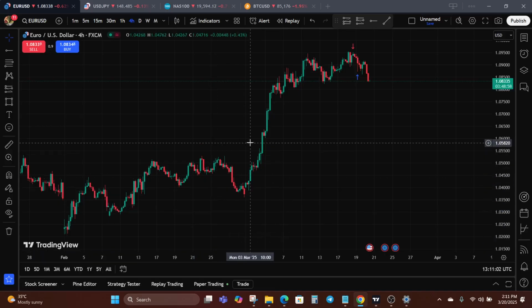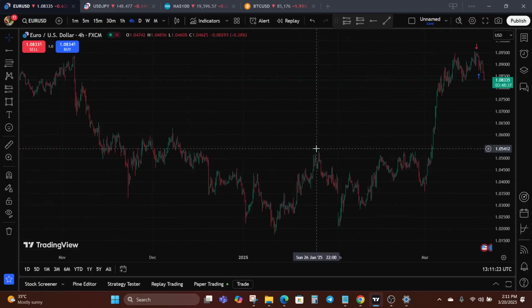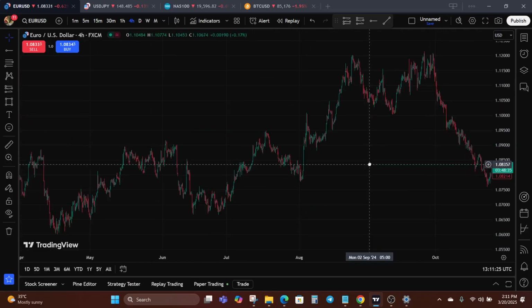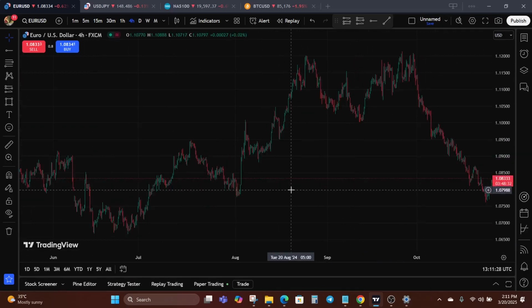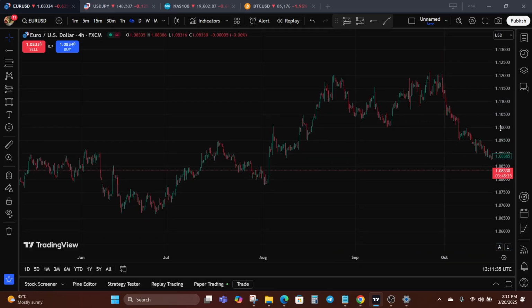First things first, what exactly is the Elliott Wave Theory? Well, the Elliott Wave Theory is a method of analyzing market prices based on the idea that market movements follow predictable patterns known as waves. In a typical trend, prices move in 5 waves in the direction of the trend, followed by 3 corrective waves that go against the trend.